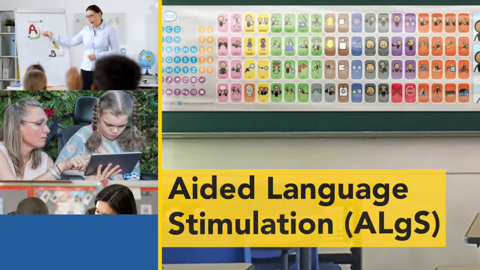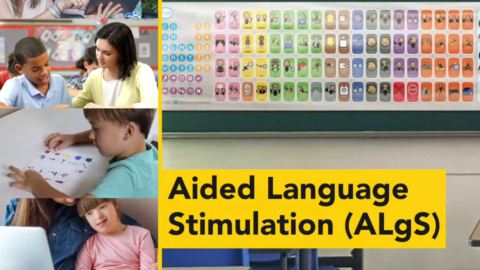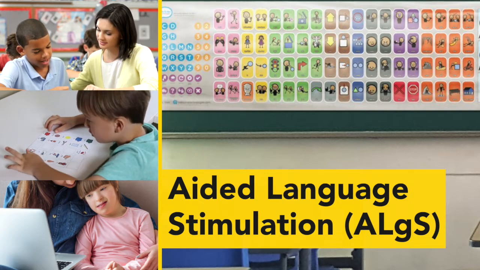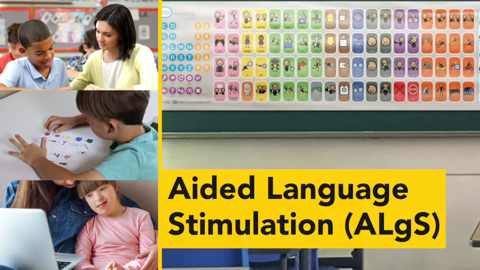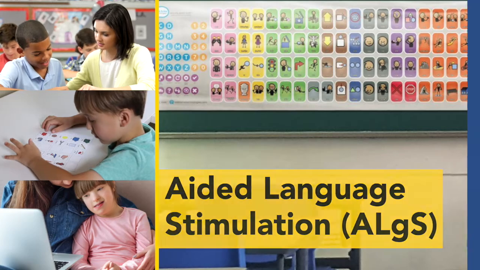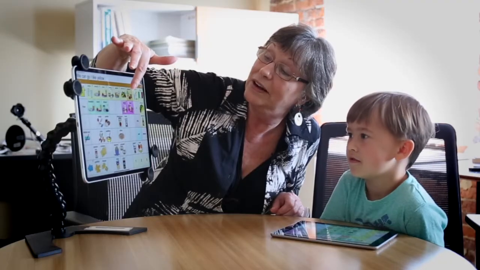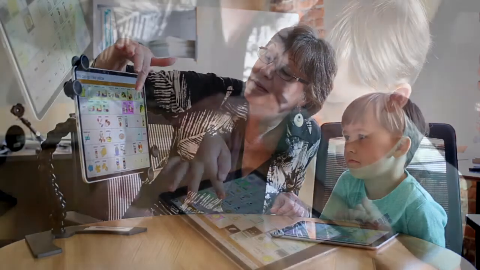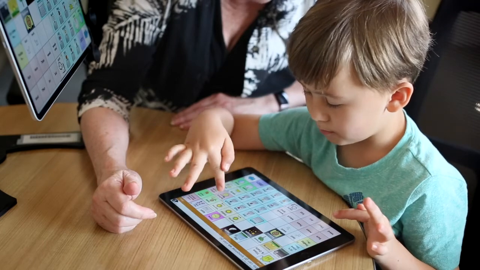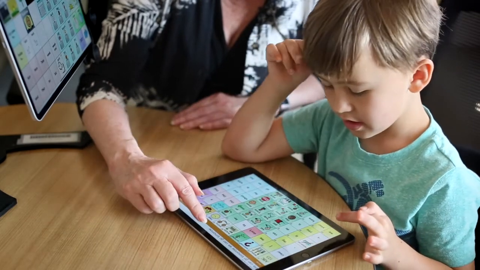Aided language stimulation, called ALgS, is a strategy that helps students with complex communication issues learn to use their communication systems and become successful communicators. ALgS provides students with the modeling and interaction they need to confidently use their communication systems in a variety of settings throughout their day.